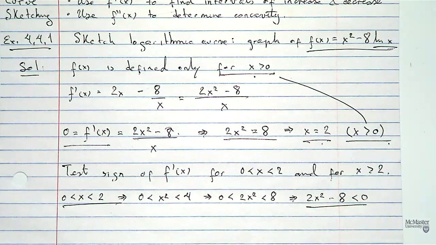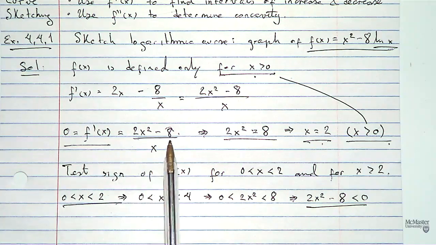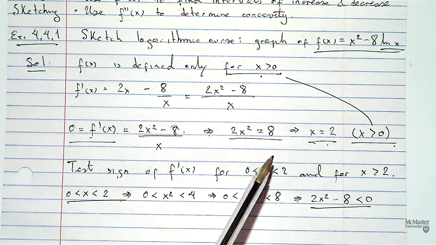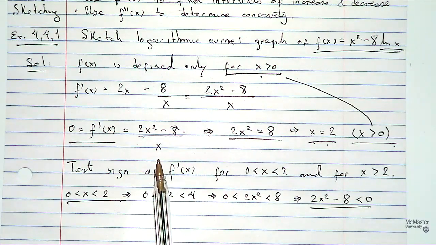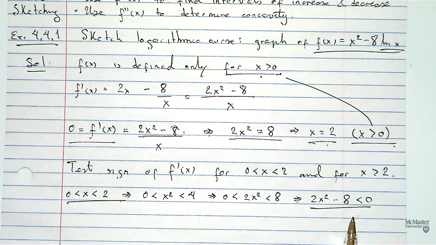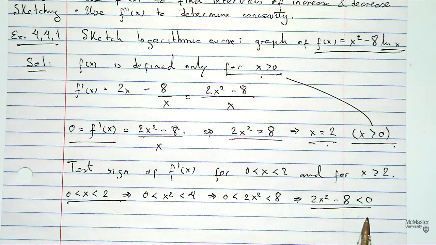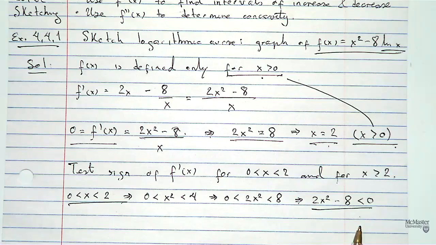Now, why is this useful? Because f prime is equal to 2x squared minus 8 divided by x. I know that my problems are such that x is greater than 0, so this factor in the denominator is always positive. Therefore, this one defines the sign of f prime. That's why I'm deducing this just by inequalities. Is it clear? It's pretty logical.